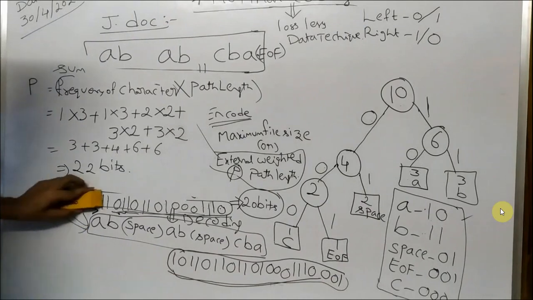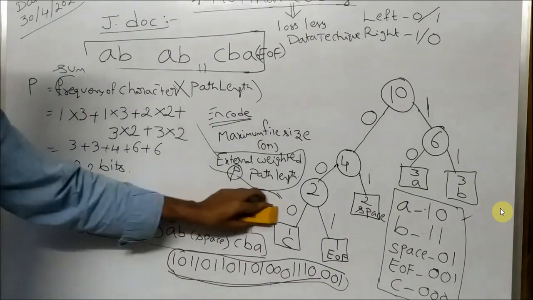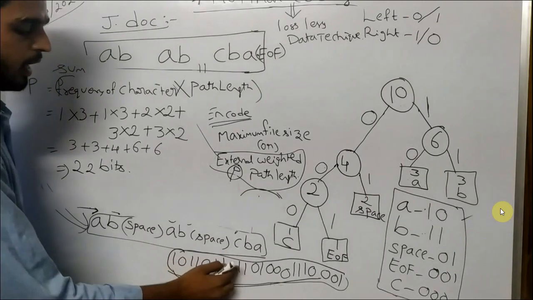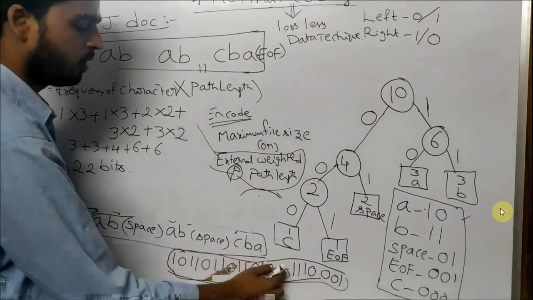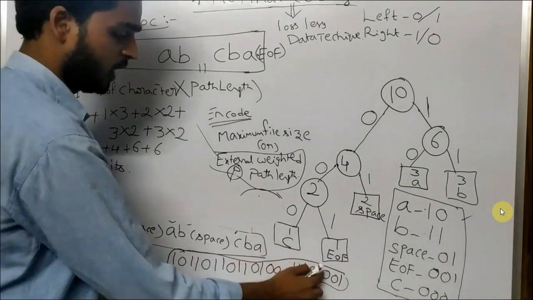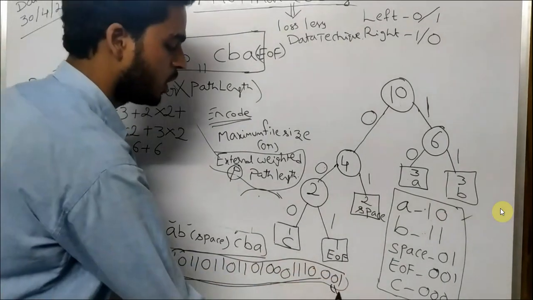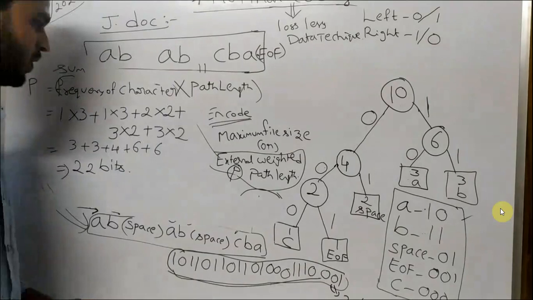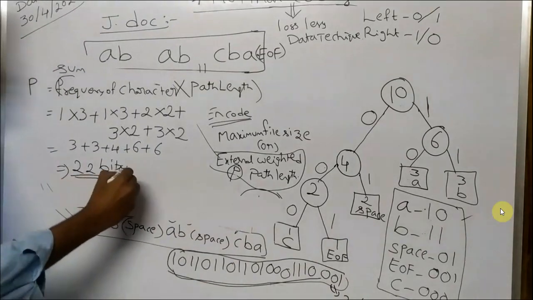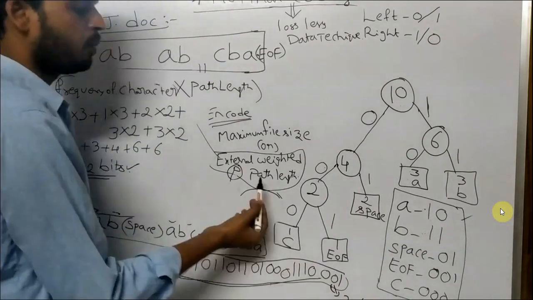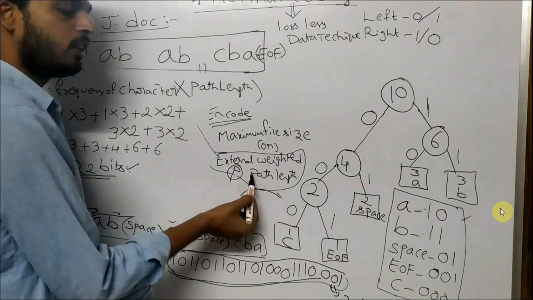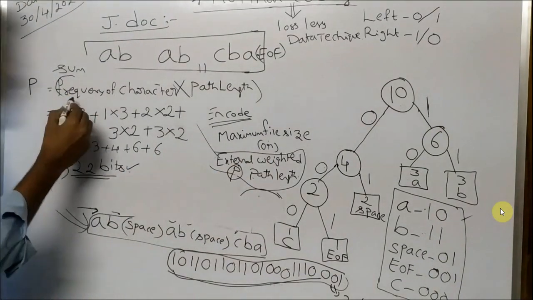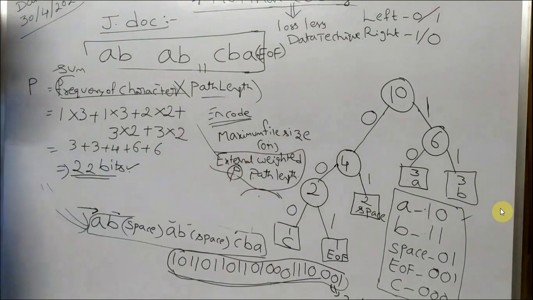Now count this entire thing. 1, 2, 3, 4, 5, 6, 7, 8, 9, 10, 11, 12, 13, 14, 15, 16, 17, 18, 19, 20, 21, 22. So in total we require 22 bits of data. Here also we got 22 bits of data. So these 22 bits represent the maximum external weighted path length or maximum file size. That one we can calculate once again by deriving the frequency of characters into path length.